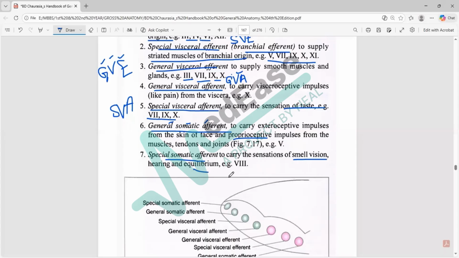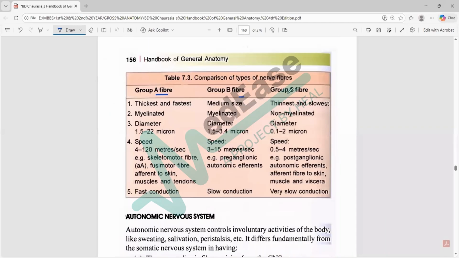Or as well as the hearing and equilibrium, which is the part of cranial nerve 8. Now, moving on to the further concepts, we have divided the nerve fibers into further divisions, the group A, B, and the C fibers mainly. Group A will be mainly the thickest and the fastest, with more myelination. Group B will also be myelinated, but they will be medium sized. Group C will be thinnest and slowest, non-myelinated.